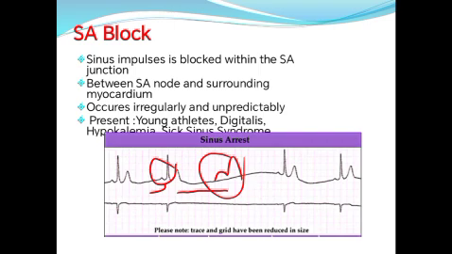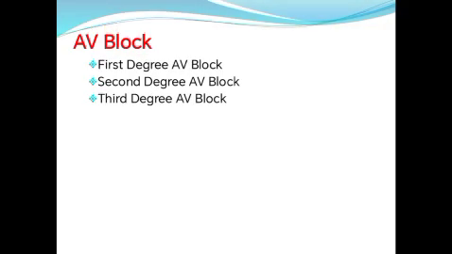It occurs irregularly and unpredictably. Irregularly means it comes and goes like that. It can present in a young athlete, with digitalis, in a patient with hypokalemia, or in a patient with sick sinus syndrome. Talking about AV block, we have further subclassified it into first degree, second degree and third degree AV block. We will see each one separately.